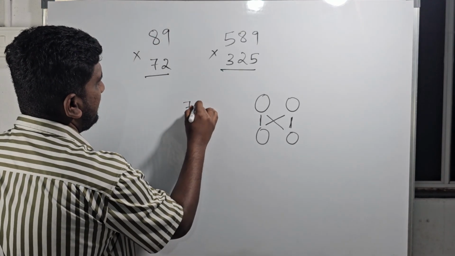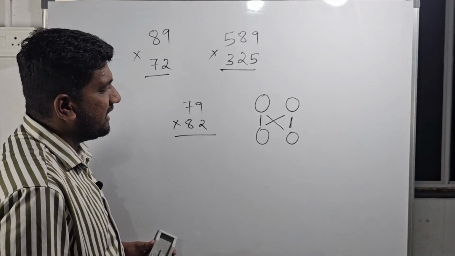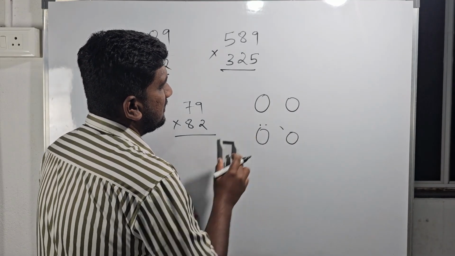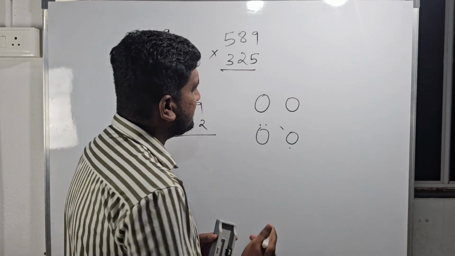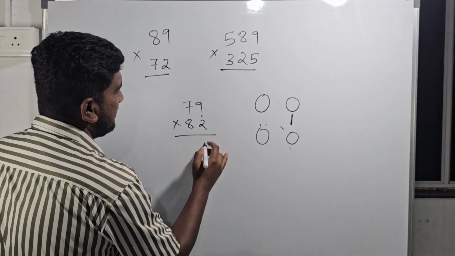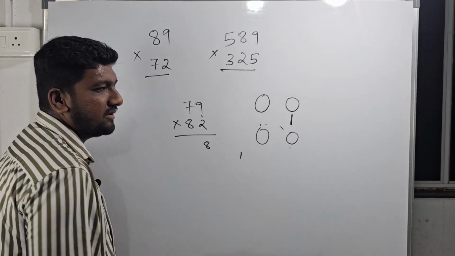Suppose 79 into 82. Again we will follow the same steps. Always start from the right hand side. So first step is multiply these two. So 9 2s are 18. 8 will write here and 1 I will take carry forward.